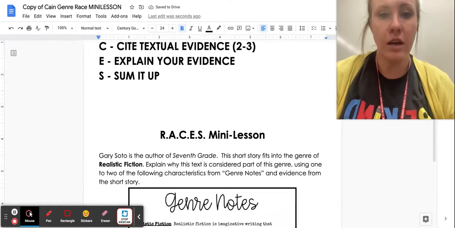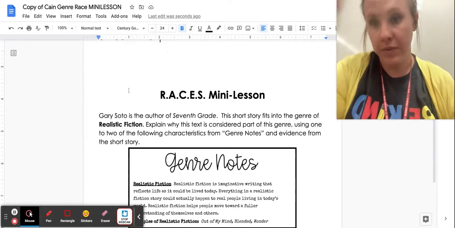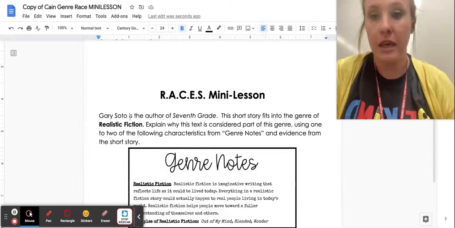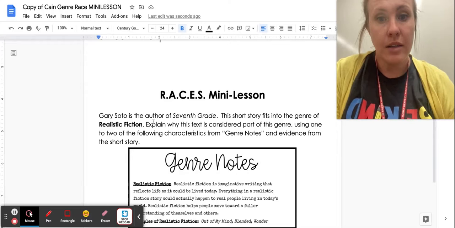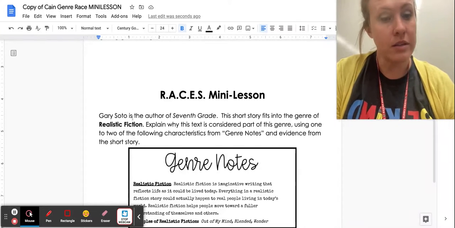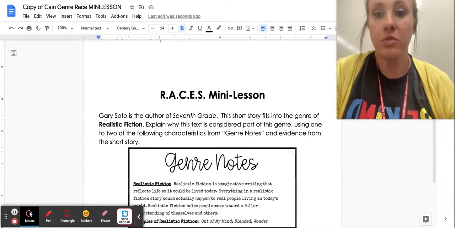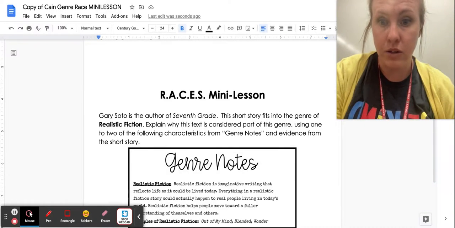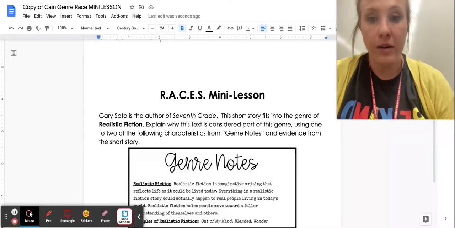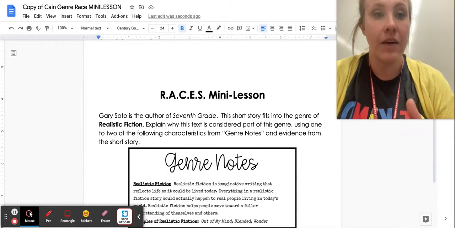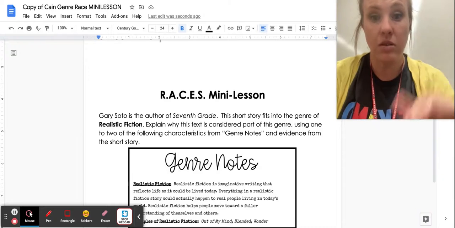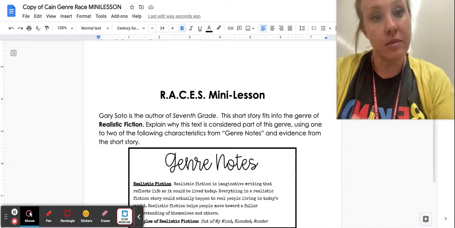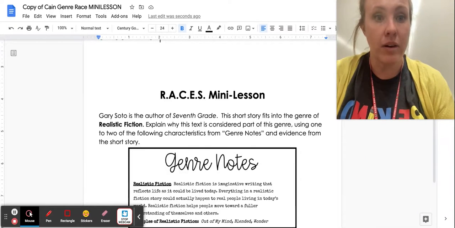Okay, so let's take a look. The prompt that we are given is about Gary Soto. We just read "7th Grade," which was on CommonLit. It says, Gary Soto is the author of "7th Grade." This short story fits into the genre of realistic fiction. Explain why this text is considered part of this genre. So why is this text considered realistic fiction? Use 1 or 2 of the following characteristics from genre notes and evidence from the short story. We're going to use our genre notes page that we got in class and cite that evidence, and then we are also going to cite 1 or 2 pieces of evidence from the story.